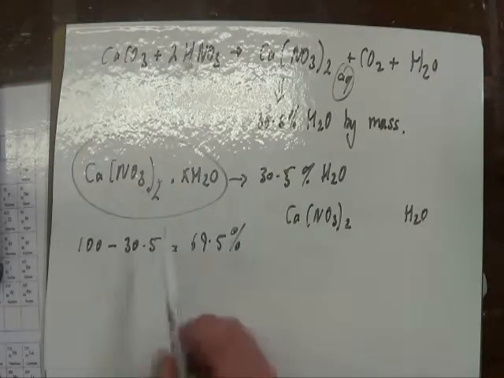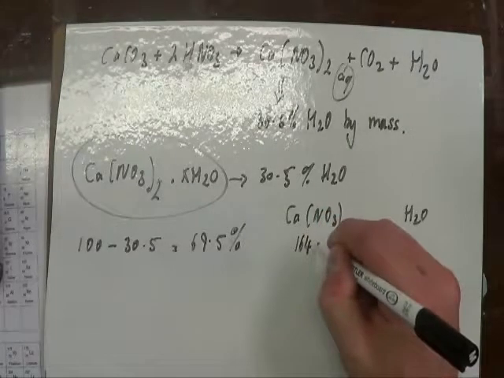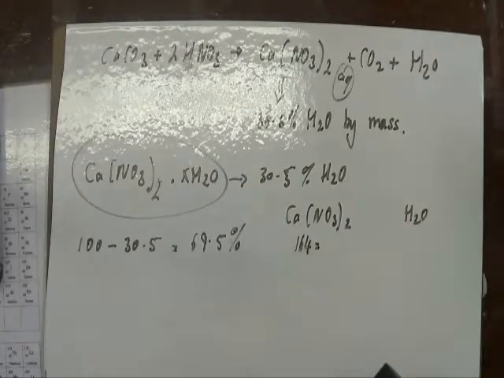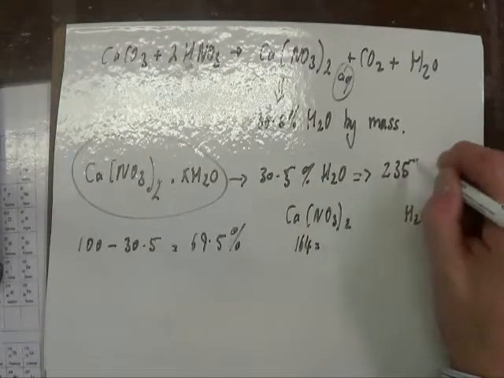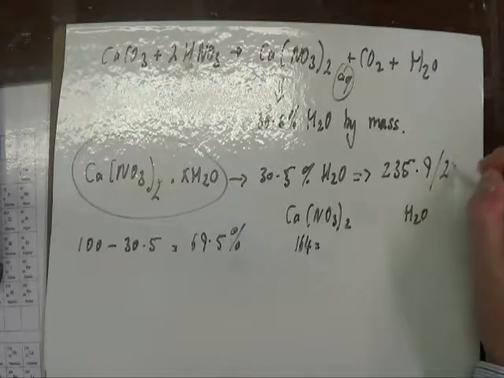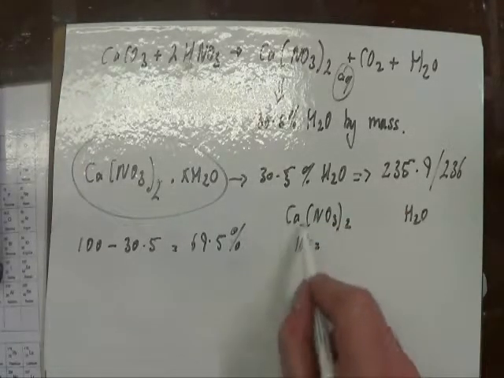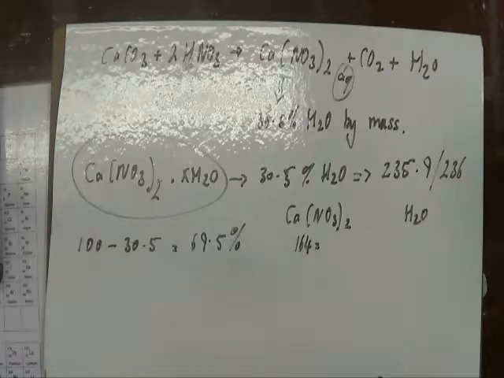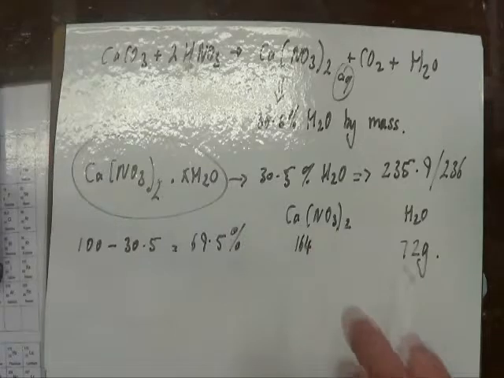Okay, so therefore if we take a look at the mass of calcium nitrate, we have 40 for calcium, plus 2 nitrogens which are 14 each, plus 6 oxygens. So the total mass of calcium nitrate is 164. Now that is equal to 69.5%. So if we divide that by 0.695, that tells us that the mass of the entire hydrated crystal must be 235.9, so 236. Now, we know that 164 of that must be just the calcium nitrate. So 236 minus 164 tells me that I have 72 grams of water in there.